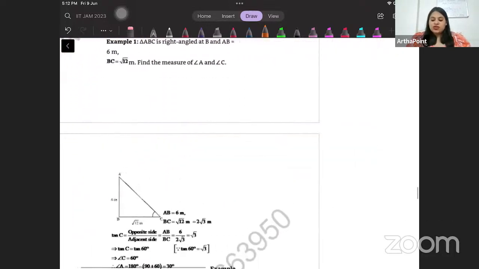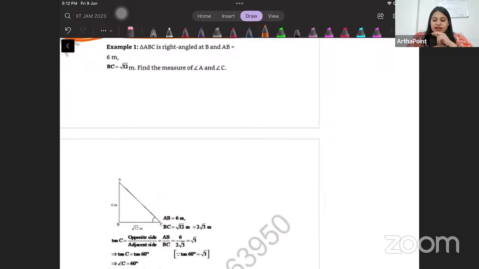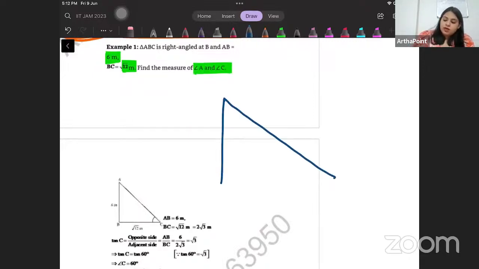Now let us take the next question. ABC is right angled at B and AB is 6 centimeter. BC is root 12. Find angle A and angle C. ABC.